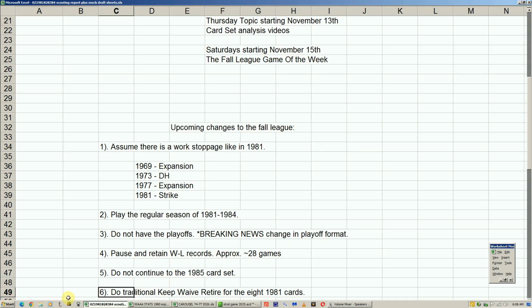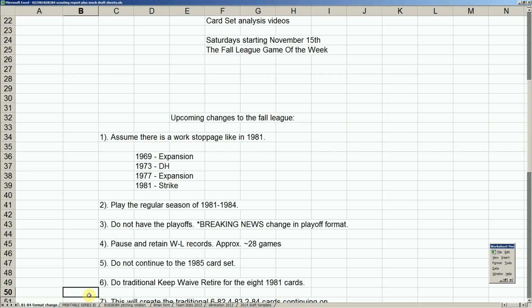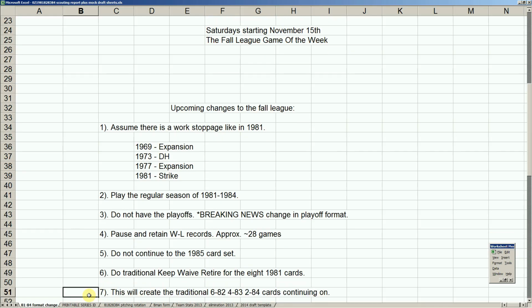So in the off season, as if everything stops, I would do my traditional keep, wave, and retire for the 1981 cards, and they get pulled out. They would get pulled out, so you just have the 1982, 83, 84 cards. And it says here too. This will create the traditional 6 players left from 82, 4 players left from 83, and the 2 players from 84. So each Major League team would have just 12 players on the roster. And we're not going to move to 85 or have a playoff.